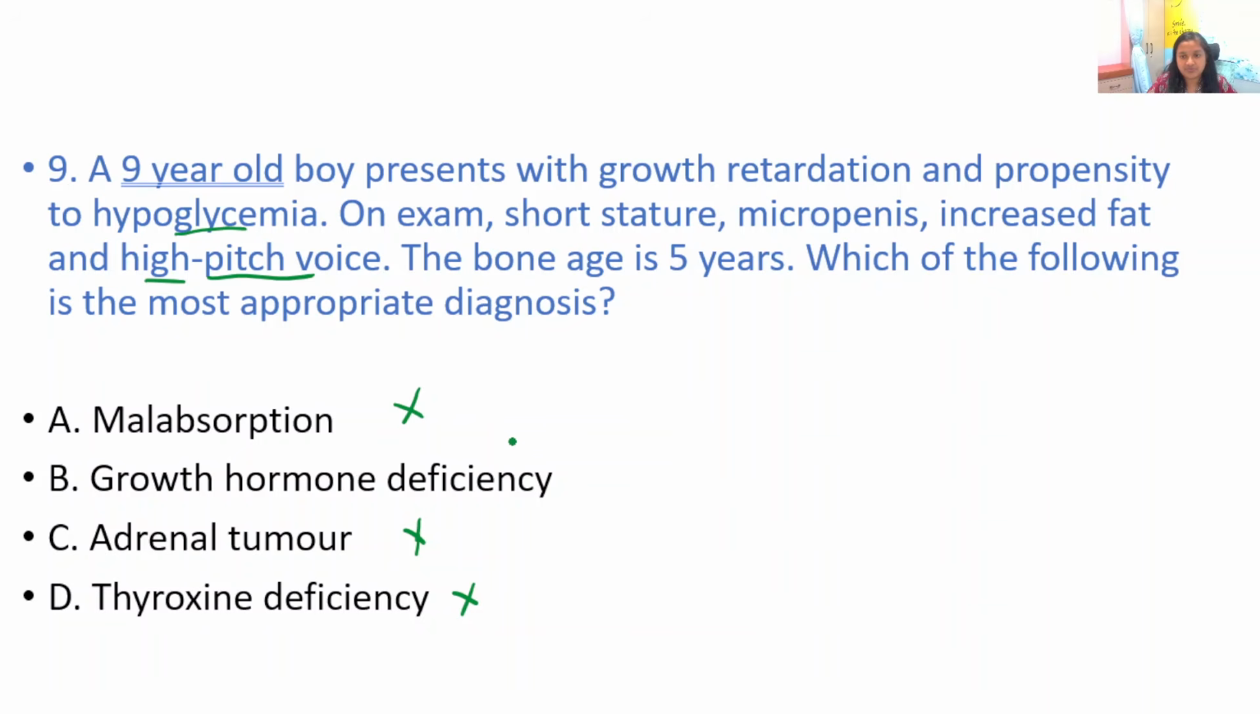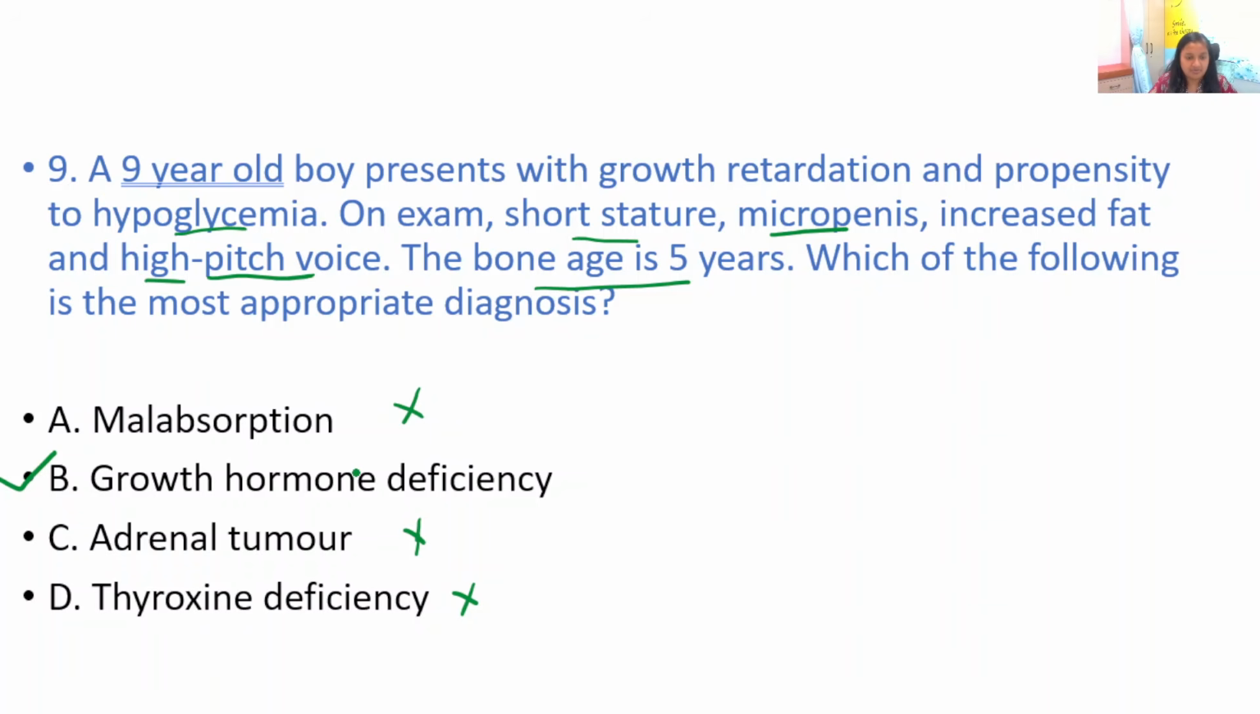And growth hormone deficiency, yes, short stature is in favor of growth hormone deficiency. Micropenis, bone age is 5 years although the child is 9-year-old, and growth retardation, tendency to have hypoglycemia, all this fits into growth hormone deficiency. Remember that even if you exclude the 3 options, you should have a very valid reason to mark the 4th one. If you don't find a valid reason to mark the 4th option, that means you are making a mistake.